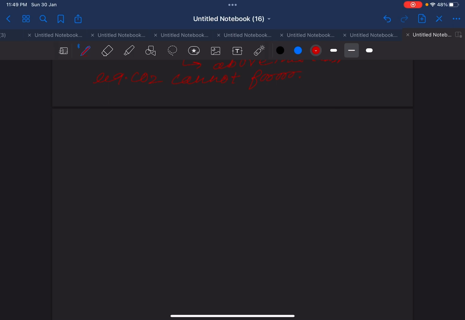critical temperature of CO2 nearly equals the room temperature. However, critical pressure is very high. Therefore, CO2 exists as a gas under ordinary condition.